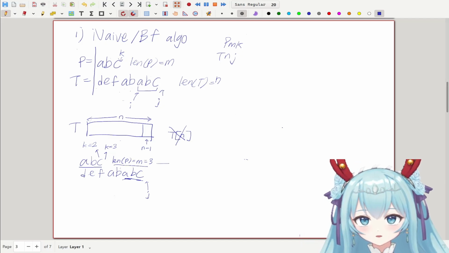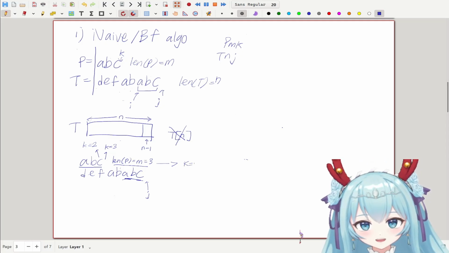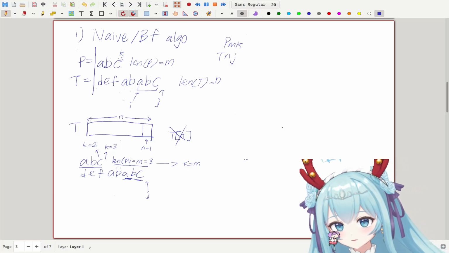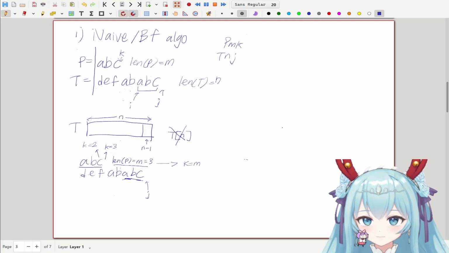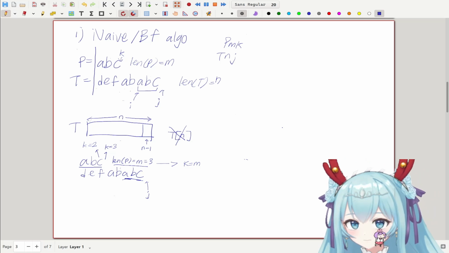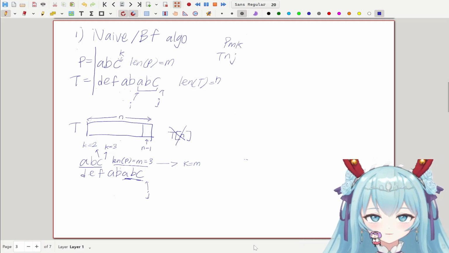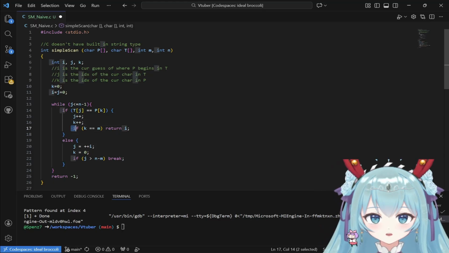So from this, we can conclude that whenever J equals M, it means that we have increased K all the way such that there are no more characters left in P to compare, which means that we have managed to find P within T. Okay, so this is why in the code over here, I wrote that if K equals M, then we'll return I.